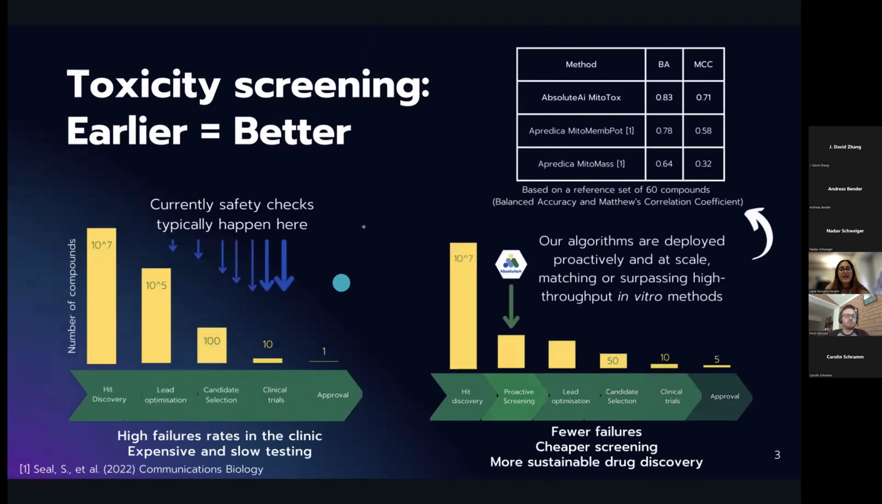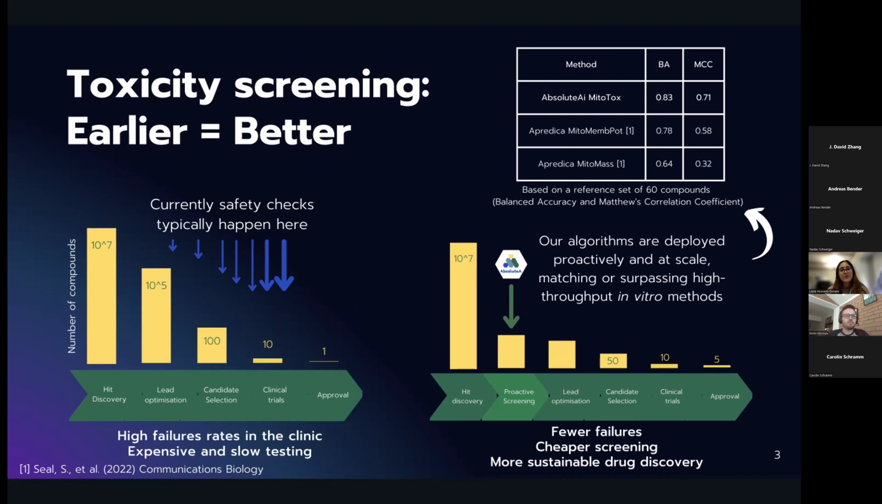So currently, safety screening happens mostly towards the end of the drug discovery process. This is because experimental screening is time-consuming and expensive. Particularly, this is evident for smaller biotechs who are limited in resources and need to outsource these experiments. So they really can only perform safety screening at the end of the pipeline when only a handful of compounds remain. As we all know, this has knock-on effects, leads to high failure rates in the clinic, and very expensive and unsustainable drug discovery.